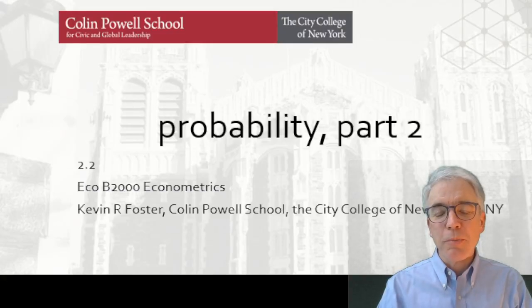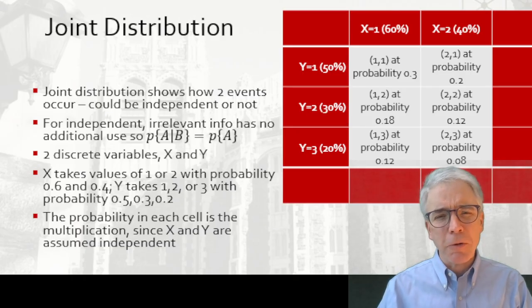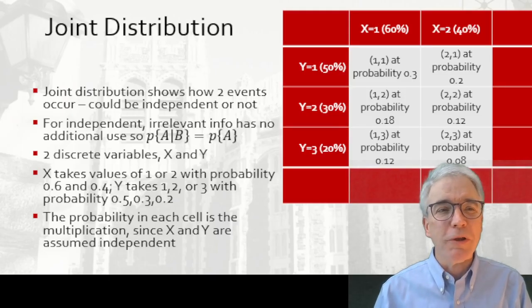Hey, more probability, huh? We were just talking about what happens if I have independent events. But how do I know? How do I know if they're independent? How would I figure that out? So let's talk about a joint distribution.